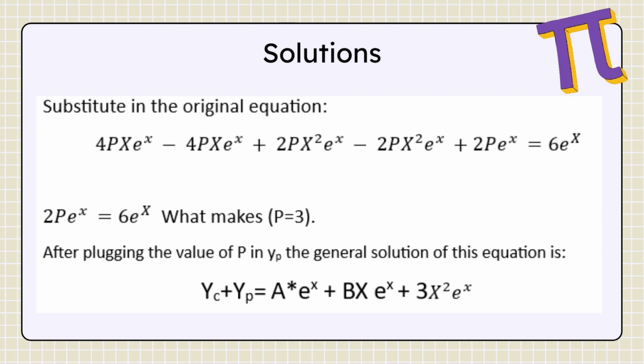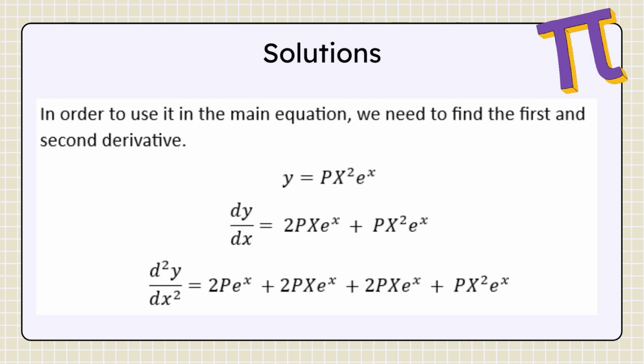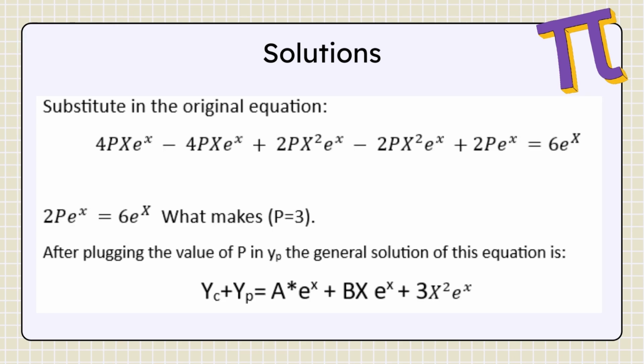So after dividing by e^x and dividing 6 over 2, we find out that p is equal to 3. So now we substitute it in yp. So it's going to be 3x squared e^x. Now we have found yp and yc. We need to find the general y, which is the combination of yc and yp, as we can see at the bottom of the slide.